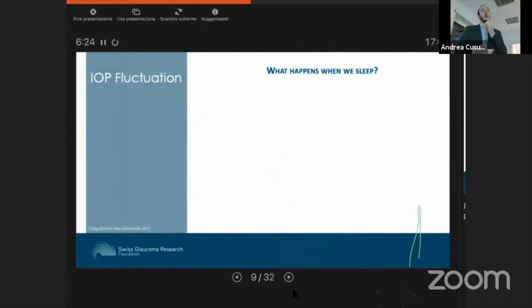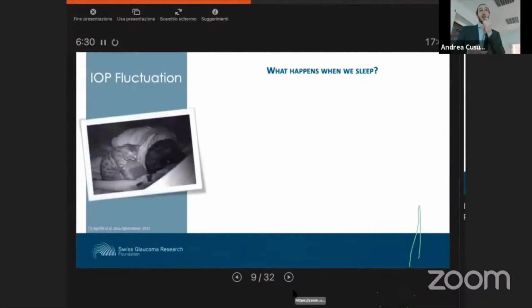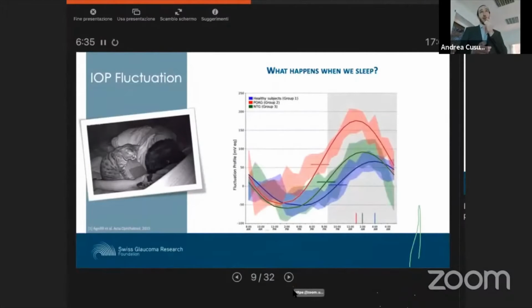All the research about intraocular pressure fluctuation started when some of my colleagues decided to look at what happened while we sleep. And I'm not just talking about the cat in this picture, but I'm talking about the intraocular pressure again. And the intraocular pressure while we sleep actually goes up. And what you can see on this graph is that intraocular pressure during the nighttime, which is the gray area on the right-hand side, goes up, and it goes up even higher when you have glaucoma. This is the red line on the right-hand side.